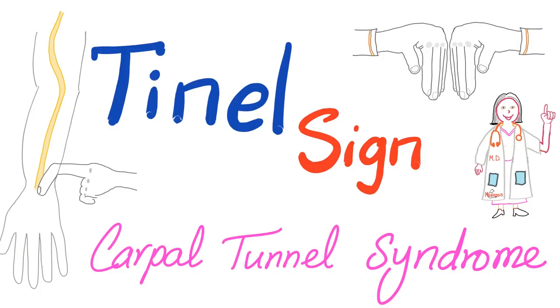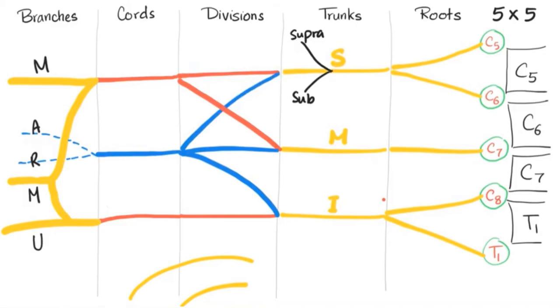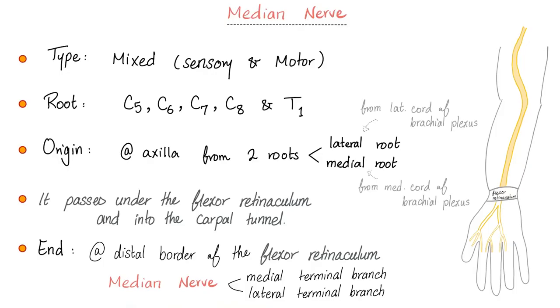The last video was the Tinel sign. In that video, I taught you how to remember the brachial plexus, and the mnemonic was just 5 fives. You need to know 5 fives in order to remember everything about the brachial plexus. So please watch my previous video. The brachial plexus is way easier than you think. You see this M right here? That's your median nerve. The median nerve is mixed. It has sensory fibers and motor fibers.